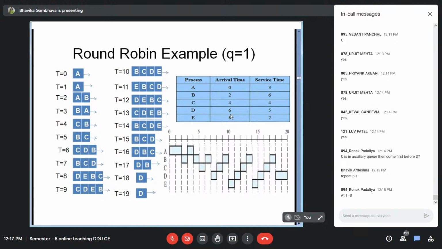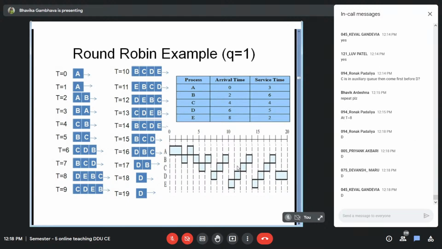And when did E arrive? E arrived at 8. So let us revise that. If E didn't arrive, I'm ignoring E at the moment. If we are having just 4 processes, A, B, C, D, then can you tell me what will be the flow after this? So here it was C, B, and D. Then it will be B, C, B, and what will be here? D. Yes, it will be D.